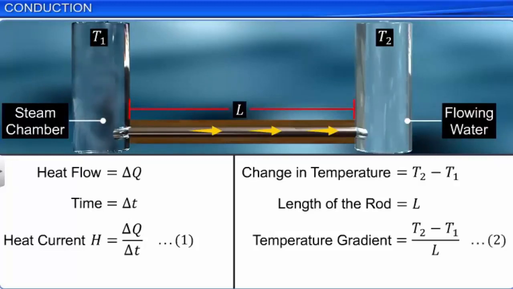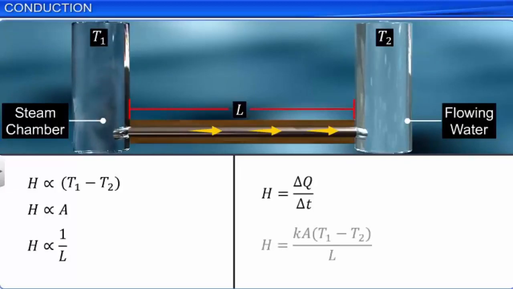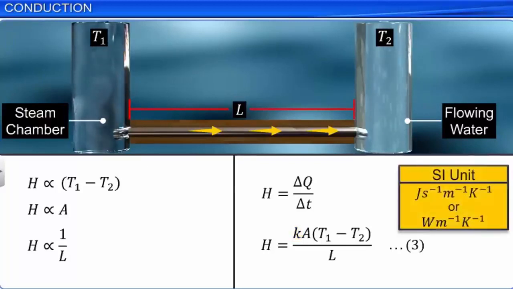It is experimentally found that in a steady state, heat current H is directly proportional to the temperature difference between the two ends and cross-sectional area of the rod. It is also found that H is inversely proportional to the length of the rod. That is, H is equal to delta Q by delta T, which is equal to KA into (T1 minus T2) by L. Let this be equation 3, where K is the proportionality constant and is called the thermal conductivity of the material. The SI unit of thermal conductivity is joule per second per meter per Kelvin or watt per meter per Kelvin.